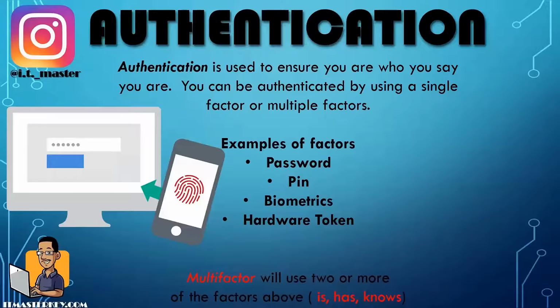Examples of factors can be passwords, PINs, biometrics, and biometrics would just be something that you are, right? So that could be an iris scan, a fingerprint scan, so on and so forth. Or it can even be a hardware token. A hardware token can be an ID badge, an access badge, stuff like that, right? So just understand that when we're talking about authentication, it's a couple of different things.